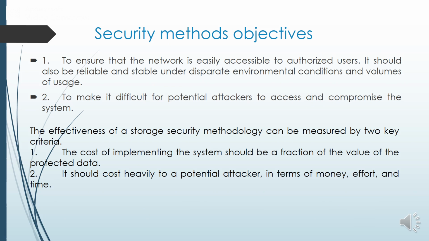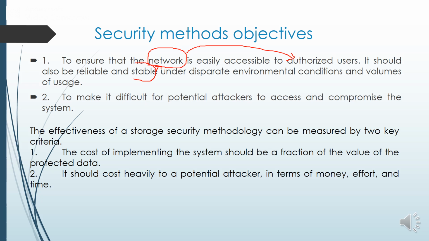So next we'll consider security method objectives. So the first objective is to ensure that the network is easily accessible to the authorized users. So that means the network is easily accessible only to the authorized users. It should also be reliable and stable under disparate environmental conditions and volume of usage. So the available network should be easily accessible to the authorized users, as well as it should be stable under any given environmental condition, irrespective of the number of users.